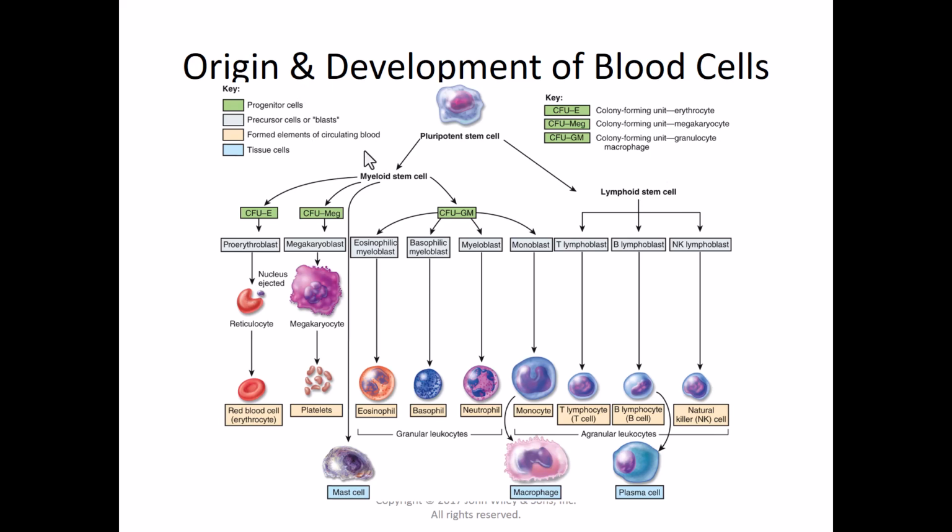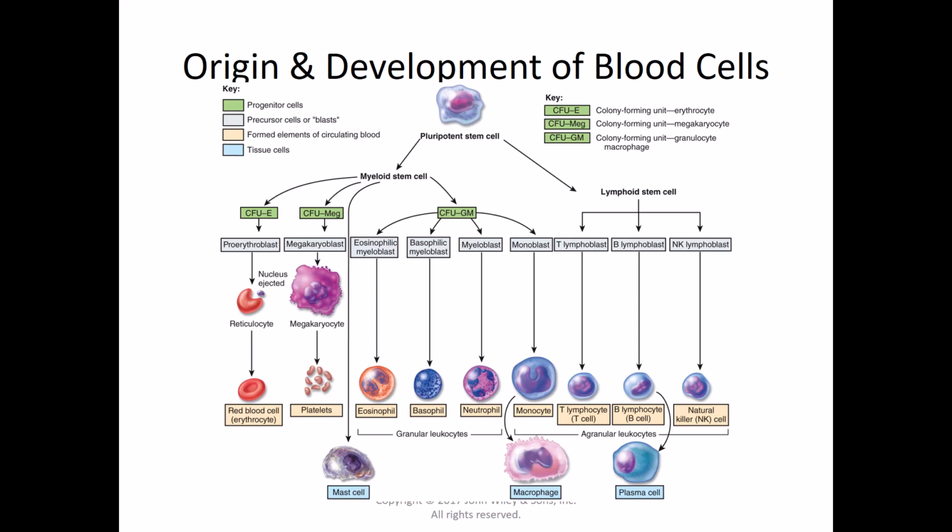When we look at the origin and the development of blood cells, we know that blood cells are all made from the red bone marrow, and they begin as these pluripotent stem cells. Notice that these can become myeloid stem cells, which become all of your blood cell types, including your platelets, your thrombocytes, those formed elements, except for some of your lymphocytes, which come from lymphoid stem cells.